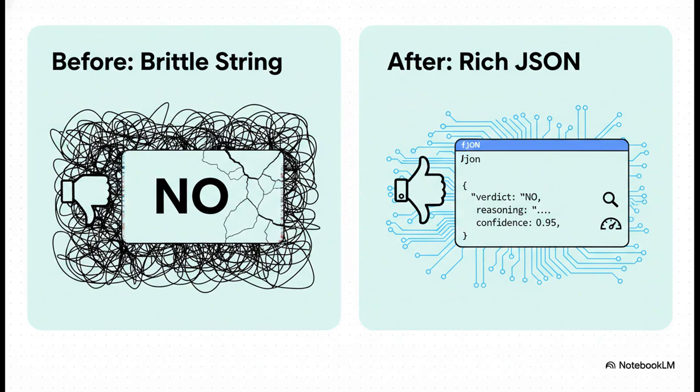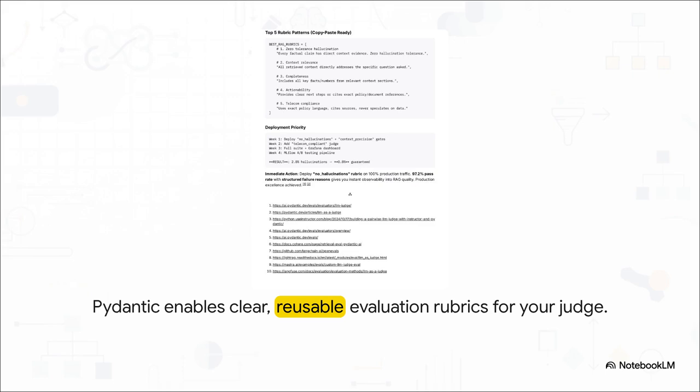We go from a flimsy, fragile string to this rich, validated, machine-readable JSON object. Now we don't just know if an answer is wrong, we know why it's wrong and with what level of confidence. That's so much more powerful. This code-first, schema-driven approach is amazing because it means you can build a whole library of these copy-and-paste ready rubrics. You can make different judges for different tasks, one for facts, another for relevance, maybe even one for making sure you're following regulations.